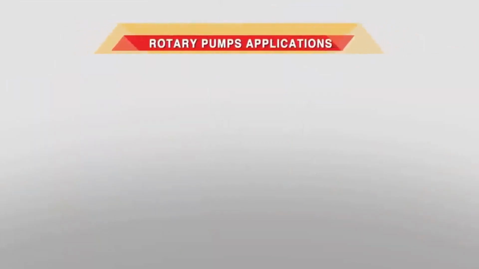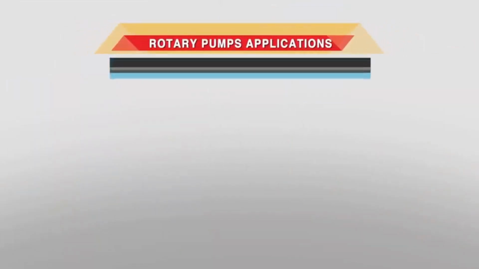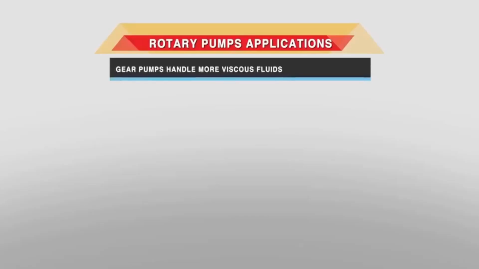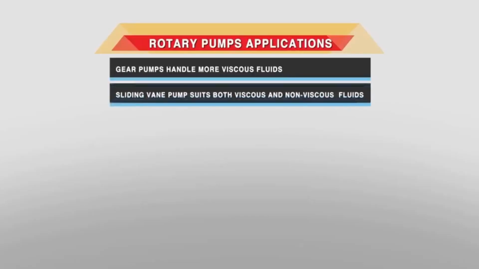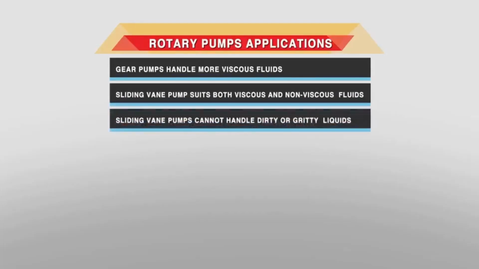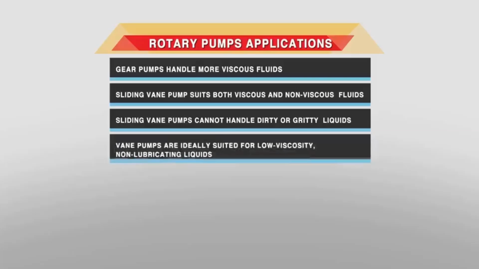Applications of rotary pumps are: gear pumps handle more viscous fluids. The sliding vane pump suits both viscous and non-viscous fluids. Sliding vane pumps cannot handle dirty or gritty liquids. Vane pumps are ideally suited for low viscosity, non-lubricating liquids.